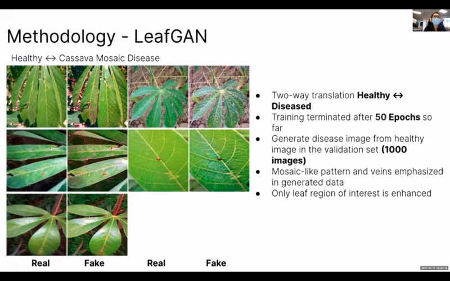With further training, on the right here is epoch 50, it further emphasizes the mosaic pattern and also the veins. We terminated this model at epoch 50, but we would like to continue training because it's working well, if I do say so myself. And so with that, I'm going to hand it off to Neha.